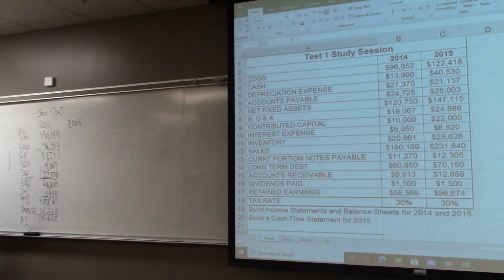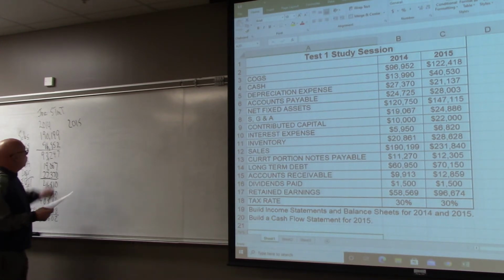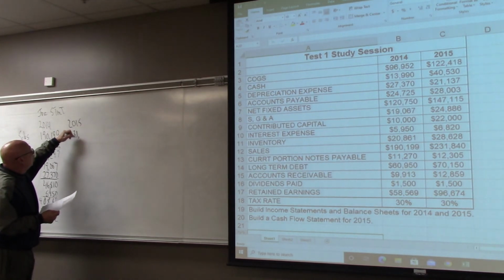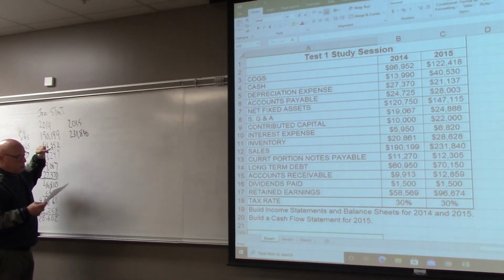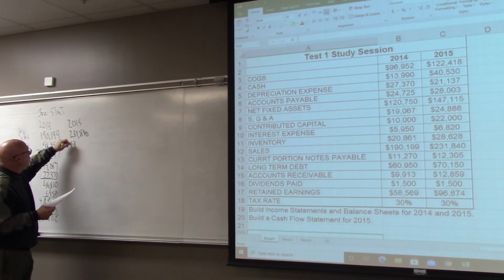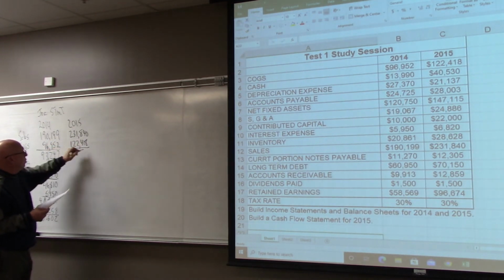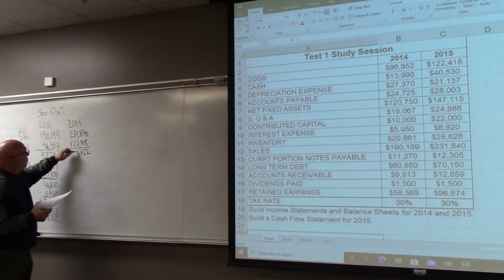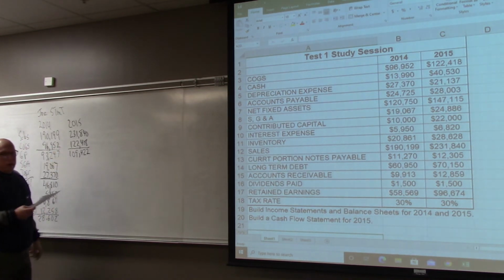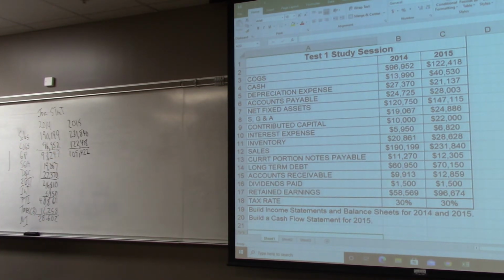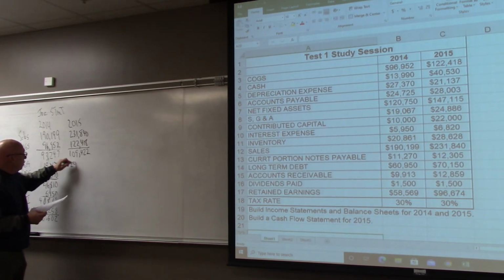$28,602. So that is our net income for 2014. All right, so now we're going to do the same thing for 2015. So we'll look at sales, 231,840, and our cost of goods sold, 122,418. So sales minus the cost of goods sold, $109,422. Our SG&A, 24,886.